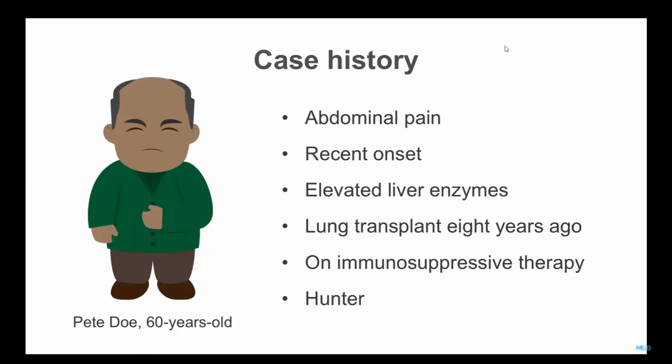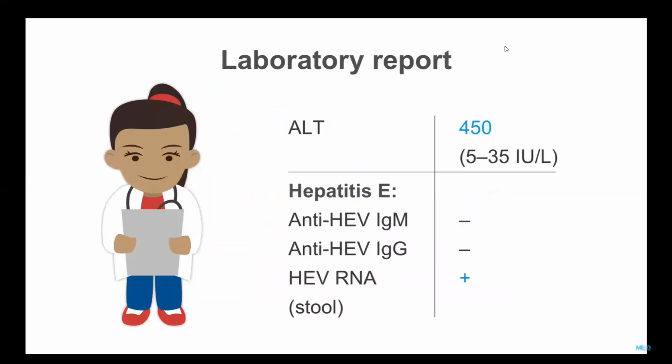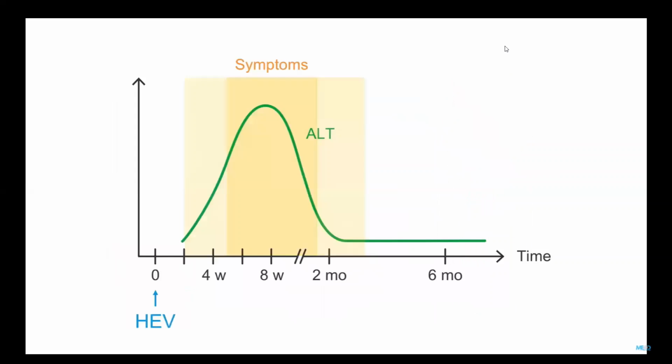Based on Pete's history, we include hepatitis E screening in our lab report. We can see that his liver enzyme function is significantly elevated. His anti-HEV antibodies are negative. However, the lab detected HEV RNA in Pete's stool. What does that mean? Since we know that Pete is taking immunosuppressive medication, we should consider this in interpreting his lab results. We know that immunocompromised patients can have problems producing antibodies to the virus.